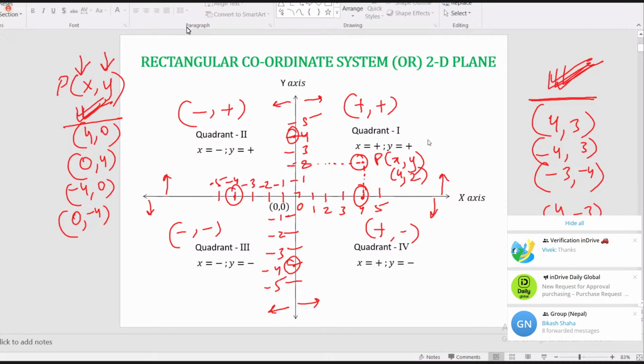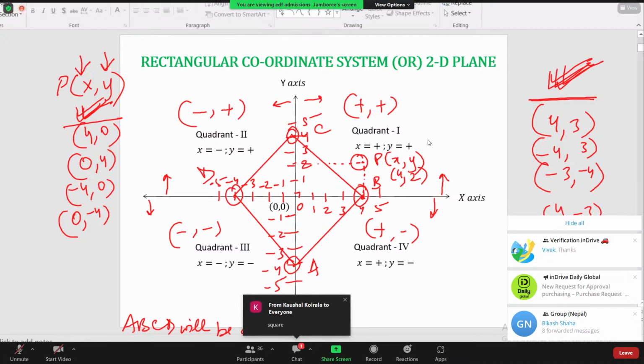Moreover, if I join these four vertices, so 4 comma 0 with 0 comma 4, this with this, then this with this with this, and let us also name this as ABCD. Now you need to tell me this ABCD out here will form out which figure? ABCD having coordinates 4 comma 0, 0 comma 4.